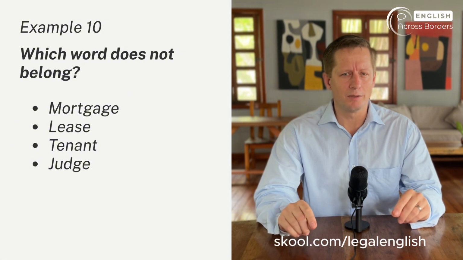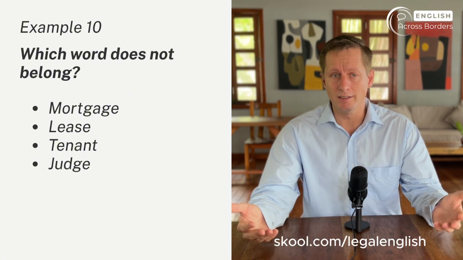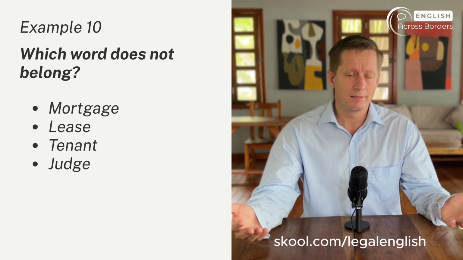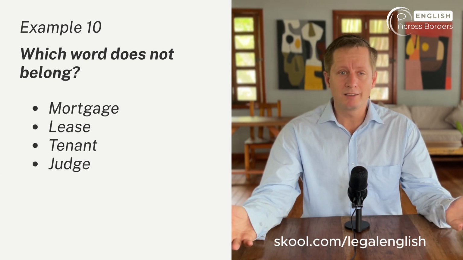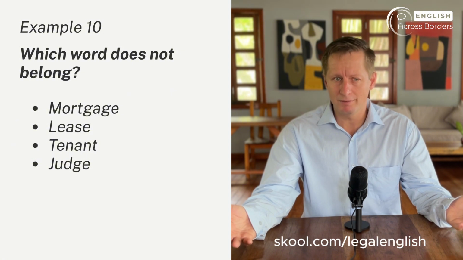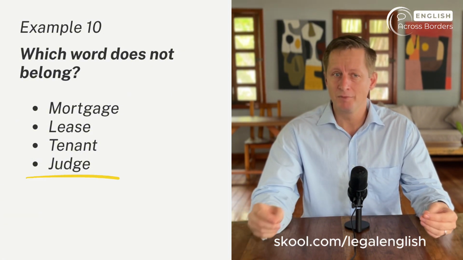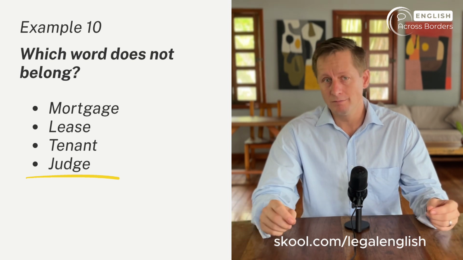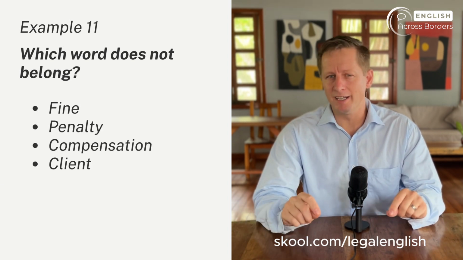Let's try this one. Judge, mortgage, lease, and tenant. Mortgage, lease, and tenant all relate to property or housing agreements. But again, a judge is a part of the court system, not real estate. So judge is the odd one out. Let's go to the last one.